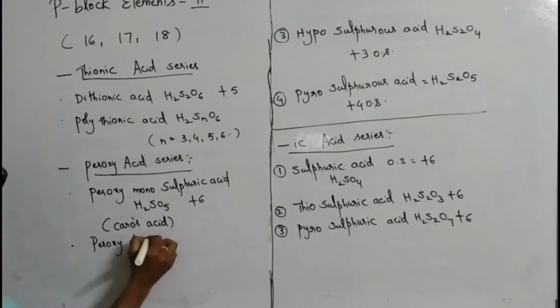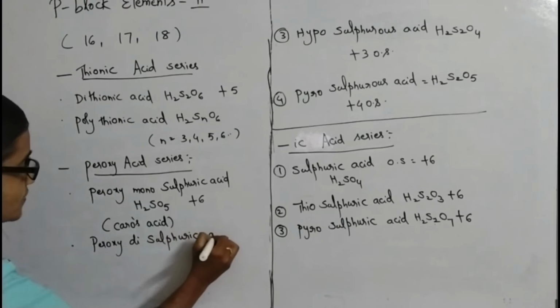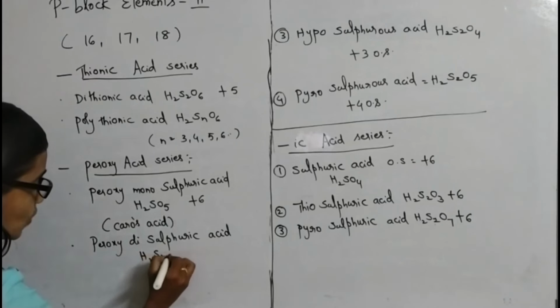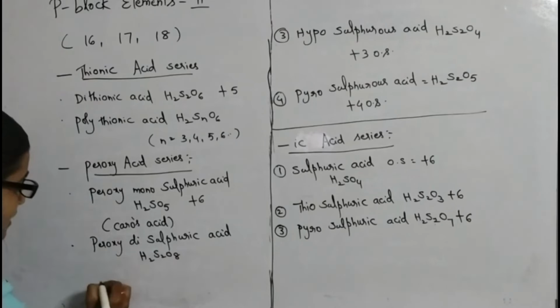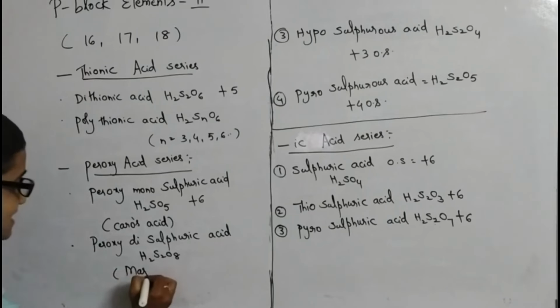Peroxy disulfuric acid, which is called as what? Marshall's acid. H2S2O8, you call it as oleum, or Marshall's acid.